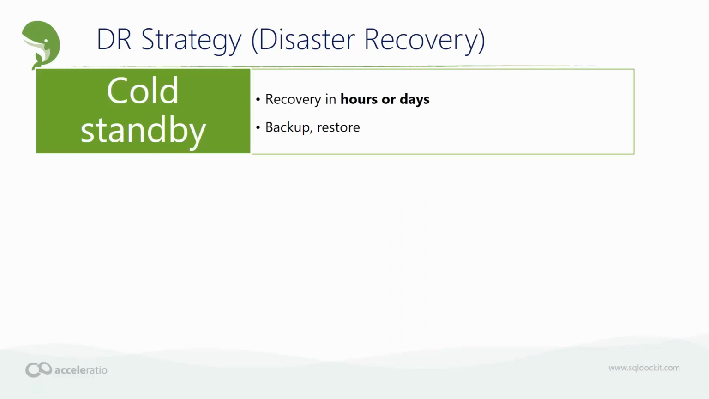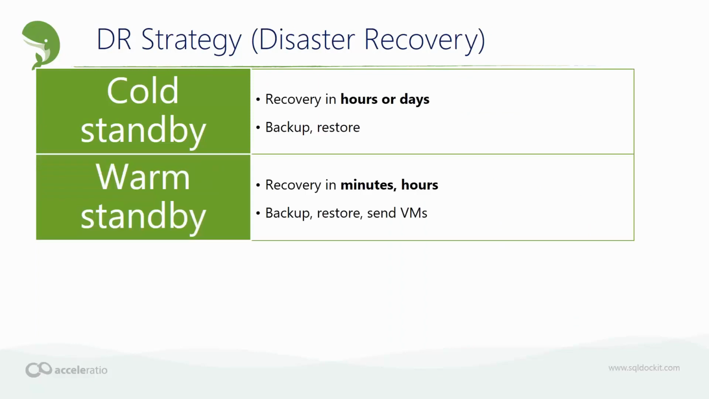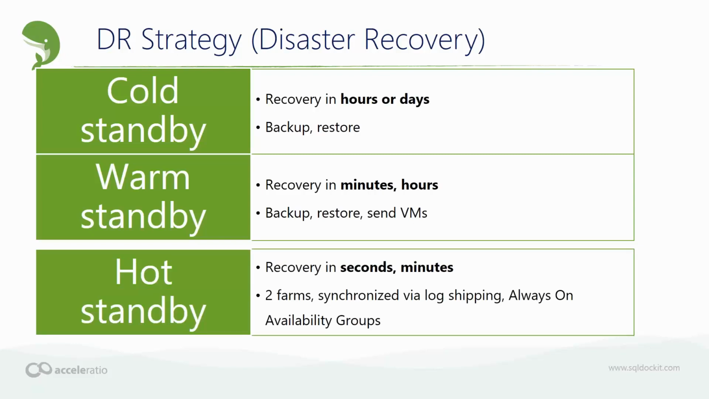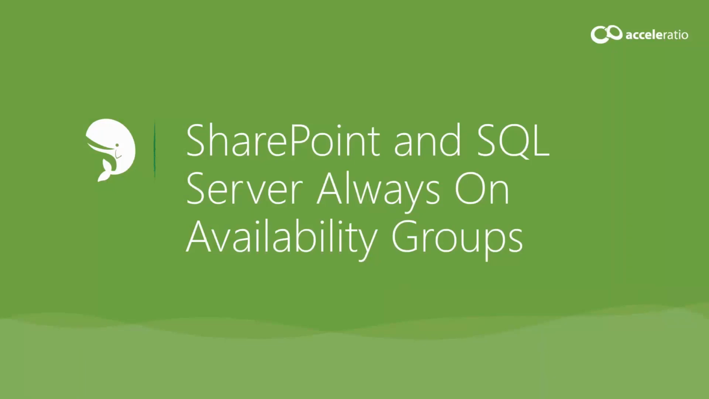Now, DR strategy. What are the different options or the different cases of disaster recovery? There are actually three categories. We call the first one cold standby. That means recovery in hours or days, and usually this is based on backup and restore. Then we have the usual one, which is warm standby, which takes less time to recover, so minutes to hours. It's also backup and restore, and sometimes VMs can already be ready. You might have to reinstall SharePoint on this VM, but if you use PowerShell, then it can be fast.